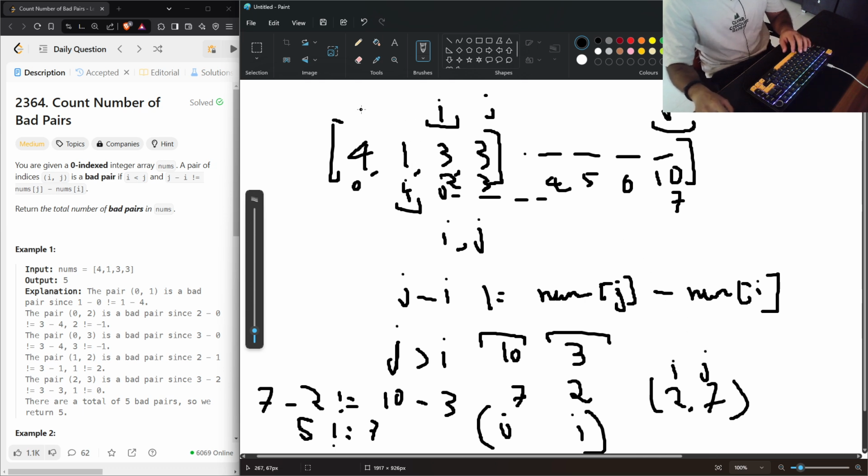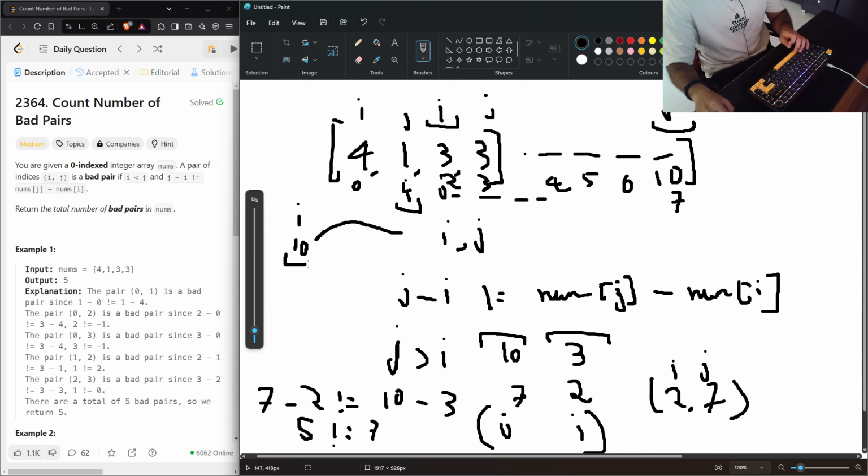Every i that you take will keep moving forward, but j will always start at i plus 1. So that's what I wanted to clarify. Let's say I have an i at index 10, then all the valid j's that we're going to pair with it will always be greater than 10, because j is greater than i, as they have mentioned clearly. So we'll only consider the j values which appear in the array after this value.